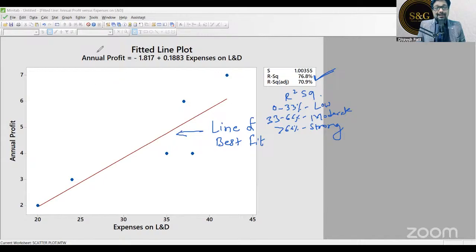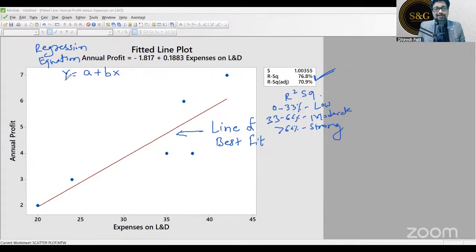The third element is called the regression equation, which is here. The regression equation is y equals a plus bx. Few people write it as mx plus c. Both are the same equation: y equals a plus bx or y equals mx plus c. It is called the regression equation or prediction equation.